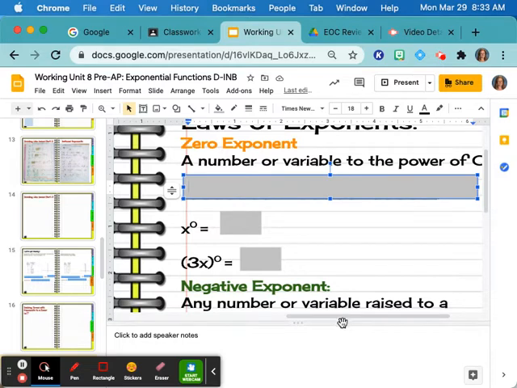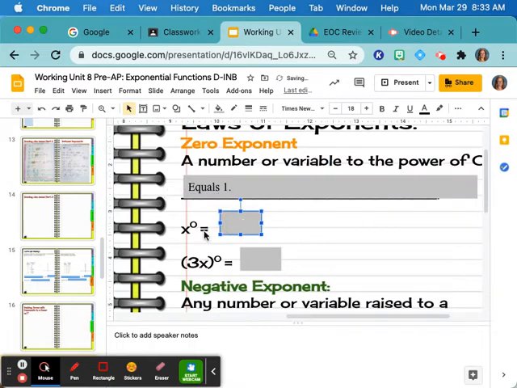Okay. So anything to the 0 power equals 1. So x to the 0 is 1. 3x to the 0 is 1.